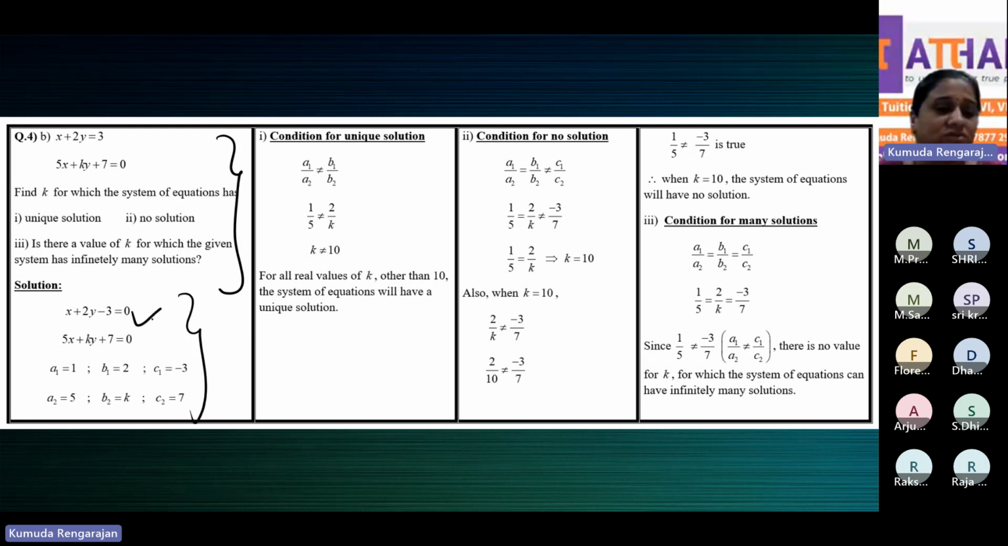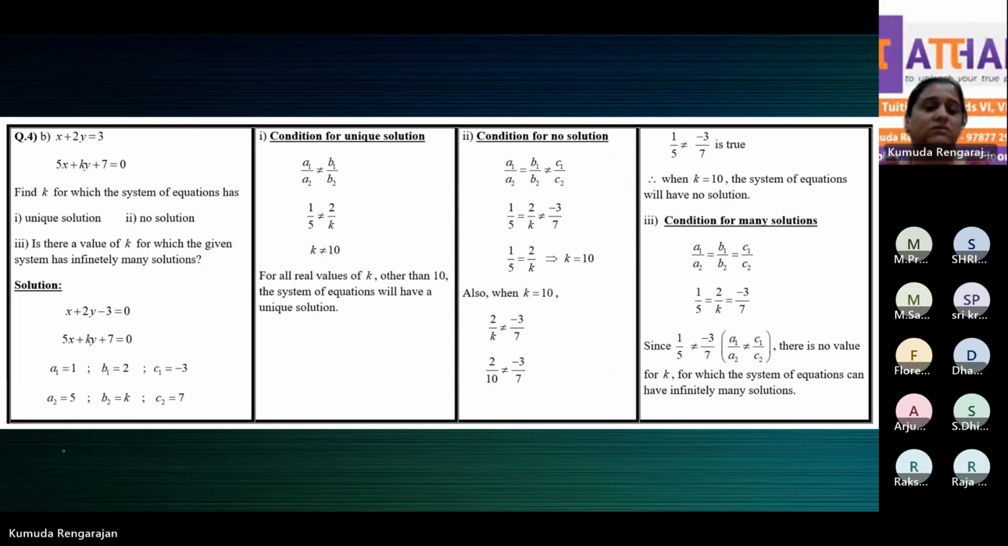I've written the equations in the standard form. Then I've picked out the values of A1, A2, B1, B2, C1, C2. This is how you should begin. Okay, the answer: write the equations in the standard form. You must write the equation in the standard form. Then write out the values of A1, A2, B1, B2, C1, C2, and then work the three different subdivisions. Remember, you're not solving for X and Y by the elimination method or any method. You should simply find the value for K. That's all.